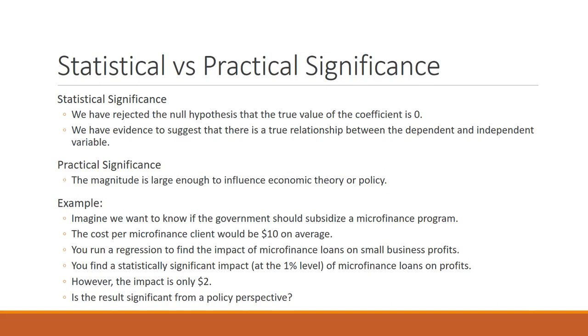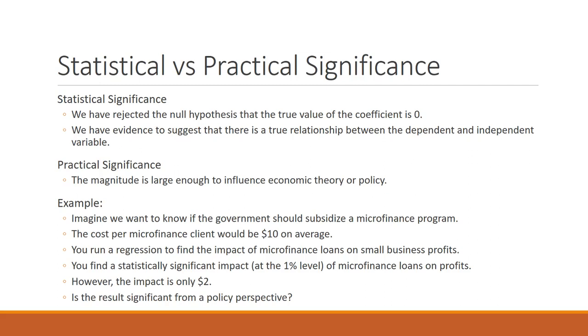So let me give an example. Let's imagine that we want to know if a government should subsidize a microfinance program. Microfinance, that's small loans for small businesses. A government might subsidize a microfinance program, give banks money so that banks can offer loans at a lower interest rate. They might do that because they think that if small businesses have access to loans, those businesses are going to be able to grow and that will improve incomes and livelihoods for small business owners. Okay, and we want to know, should the government subsidize this microfinance program? The cost per microfinance client would be $10 on average for the subsidy.